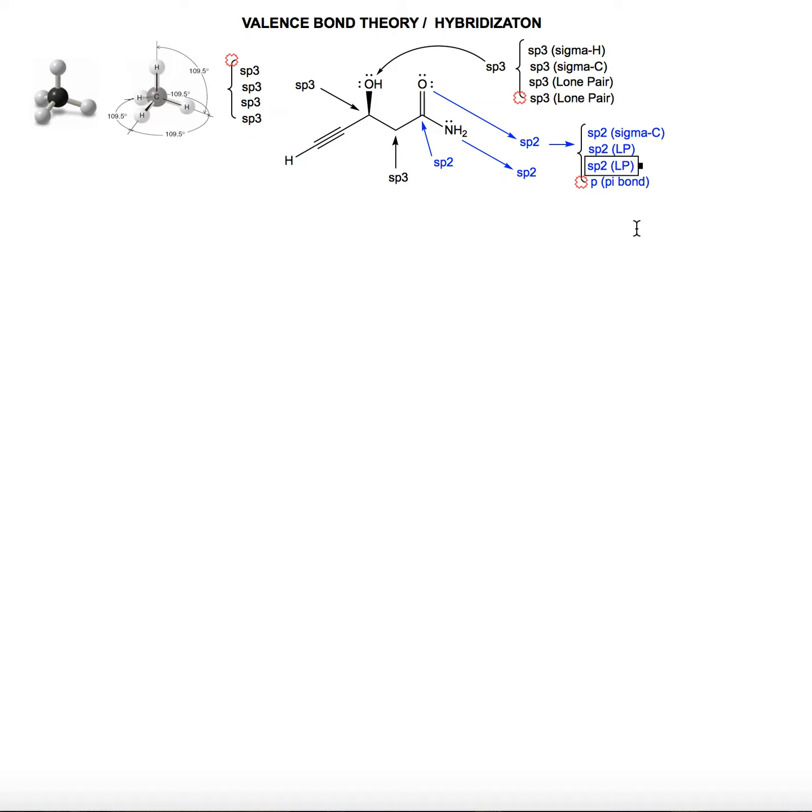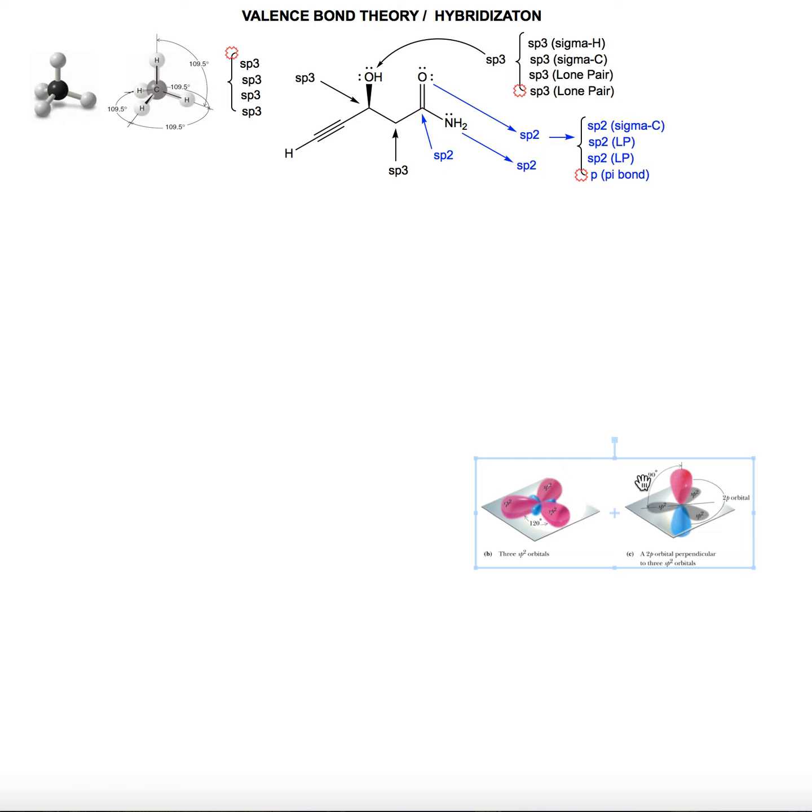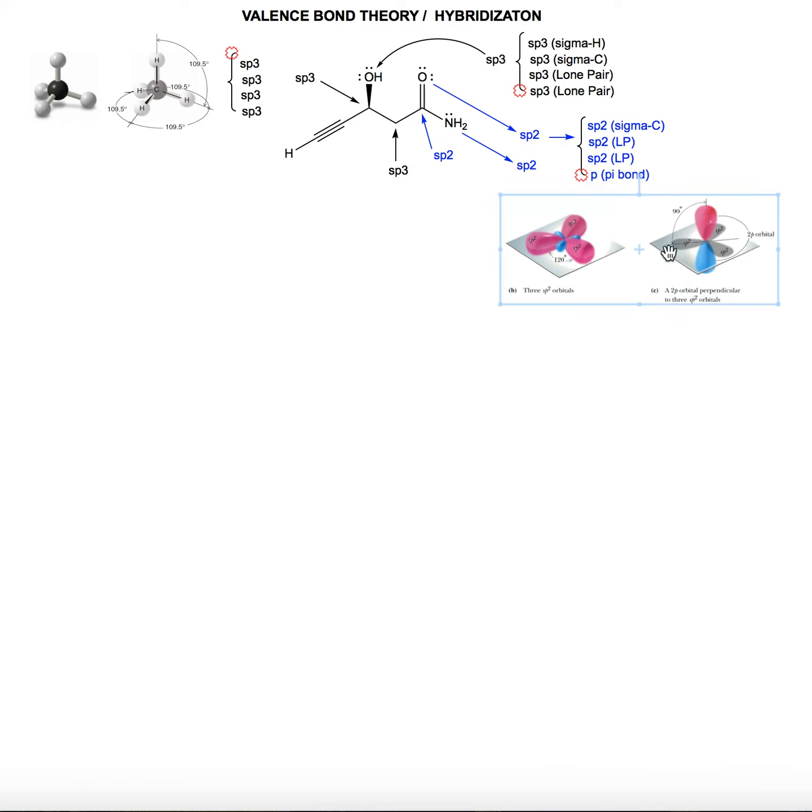For this carbonylic oxygen, once again, the two lone pairs will be located in two sp2 hybrid orbitals. The third sp2 will be for the sigma bond, and then the p orbital for the pi bond. So remember, once again, the geometry, guys, of an sp2 hybridized carbon is here. So I'm showing the geometry here, right?